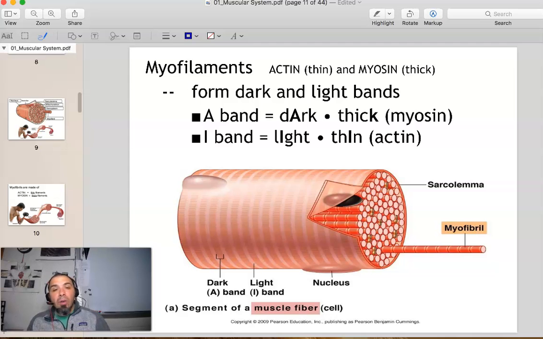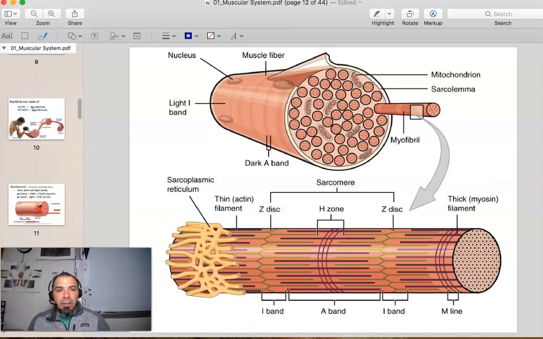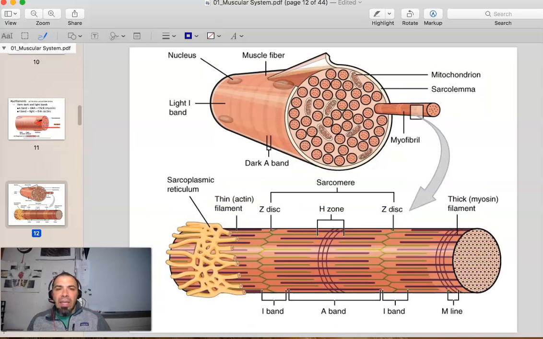We have these things called dark and light bands. An A band is the dark band, and that's the thick band, which is the myosin. The I band is the light band, and that's the thin, which is the actin. If you look on that picture, you've got dark A, light I. These are just the structures there, and you may want to draw this in. This is going from largest to smallest. I'm going to try to draw in here if it'll let me.